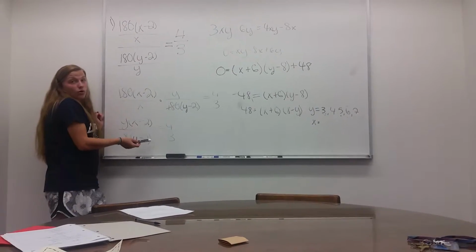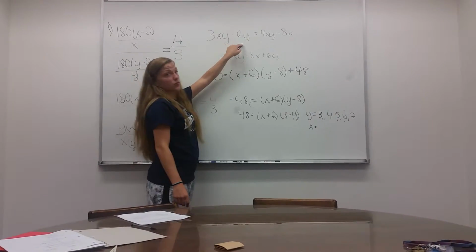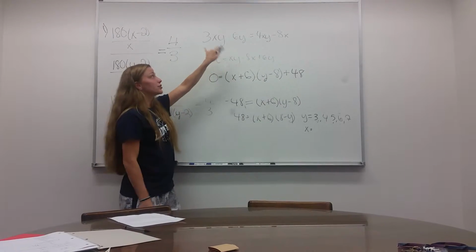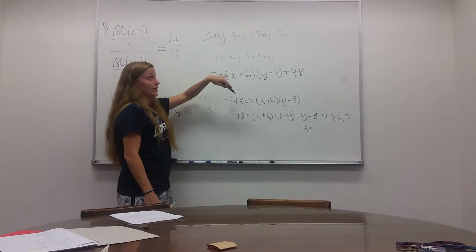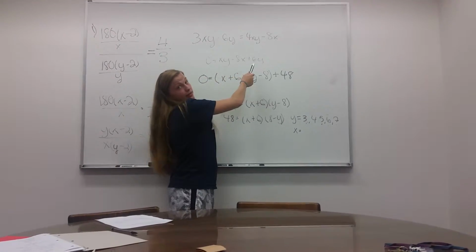So then to simplify this more, we can cross multiply. So cross multiplying, you're left with 3xy minus 6y equals 4xy minus 8x. Now we're going to move all the terms to one side so we have equal to 0. So 0 equals xy minus 8x plus 6y.